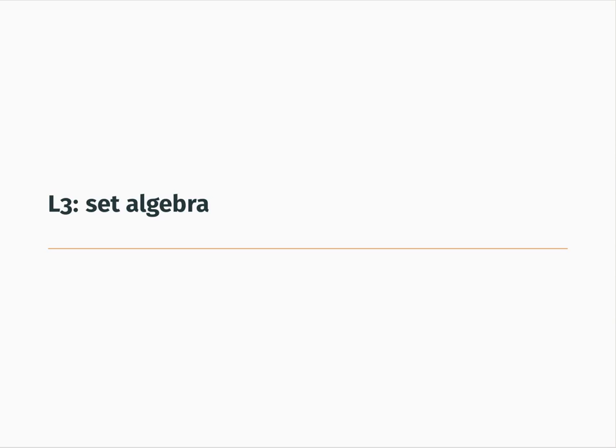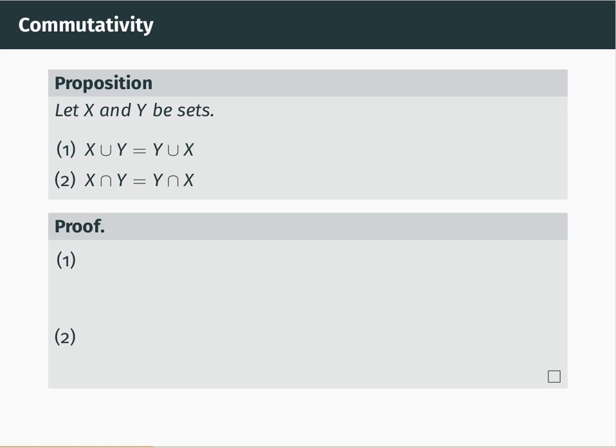In the last lecture, we met the basic operations of set theory: union, intersection, and complement. In this video, we're going to see how those operations interact with one another. So let's begin with some of the simplest properties of union and intersection, which is the commutative laws. So these statements 1 and 2 are called the commutative laws for intersection and union.